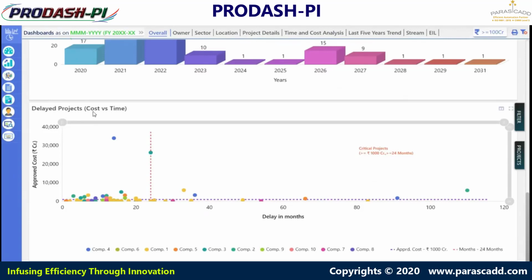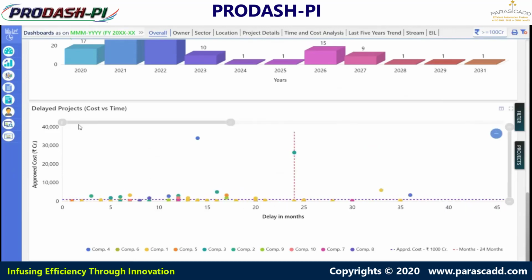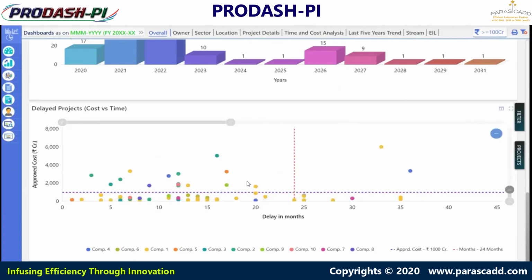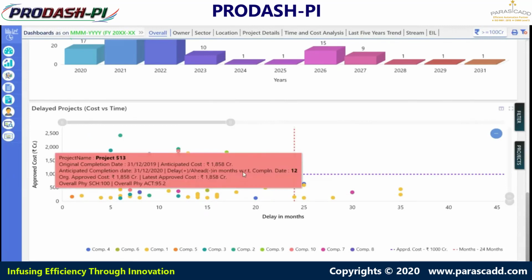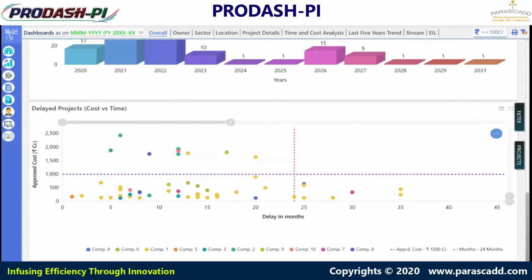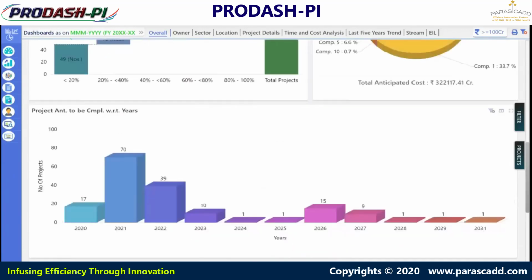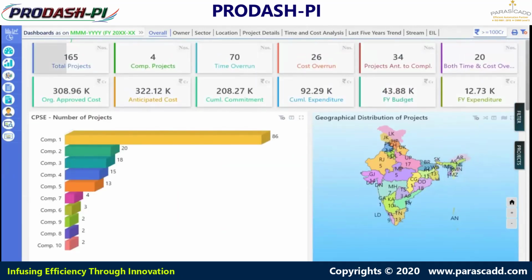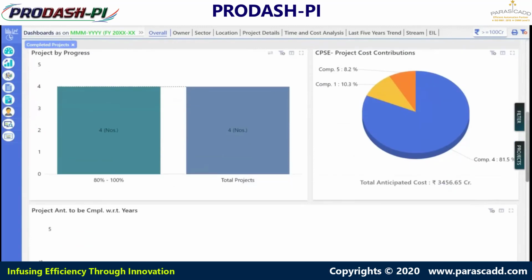Next, delayed projects cost versus time. So how many projects got delayed in terms of the month and in terms of the cost. This is an individual bubble chart. Bubble is nothing but the project. If we hover our mouse onto the bubble, it will give us the tooltip information of that specific project.